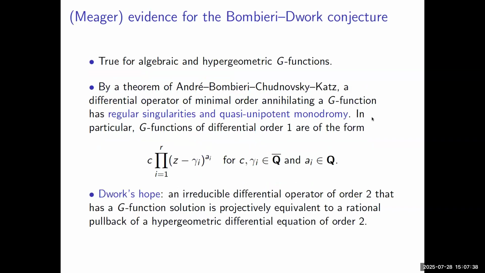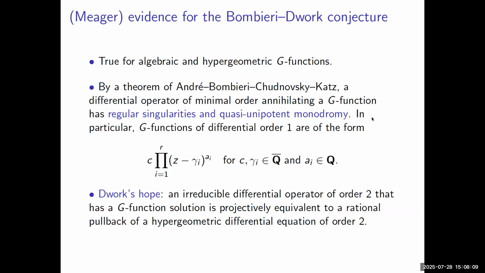Okay, let me give you some evidence for this conjecture. This is going to be quite short. So it is true for algebraic functions. This corresponds to finite covers, so families of algebraic varieties of dimension 0. It is also true for hypergeometric G functions. This is more interesting. It's related to cyclic covers of projective space.